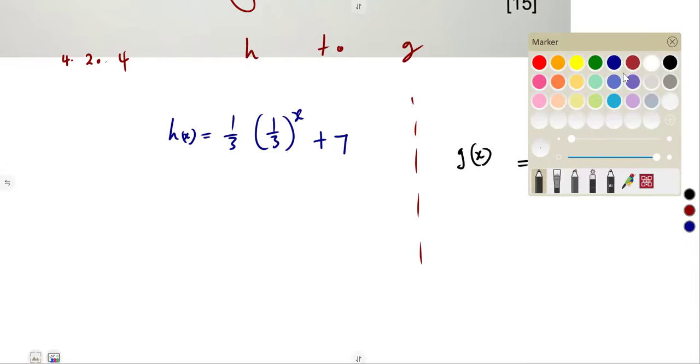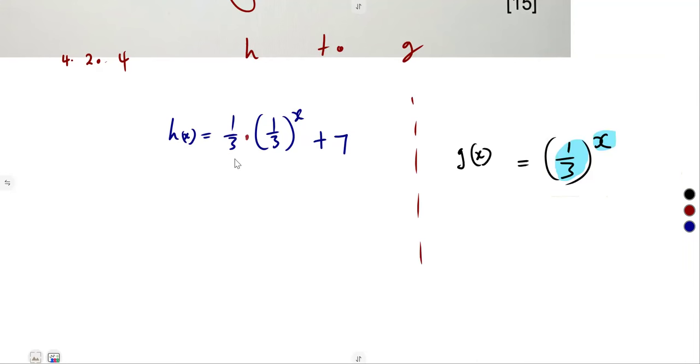Let's figure out first what it is that we can see here. We need to combine this into a single 1 over 3. It is the same thing, same base. Remember, when you're multiplying, you add the powers. This is the same as to the power of 1. So h(x) is equal to 1 over 3 to the exponent of x plus 1. Same base, you're multiplying, you add exponents. So this is our h(x).